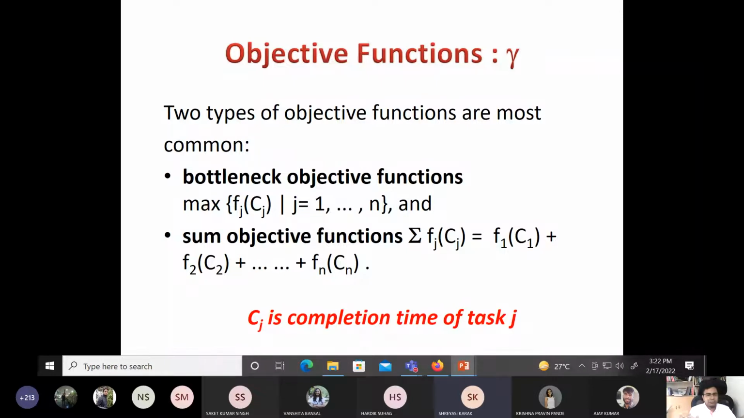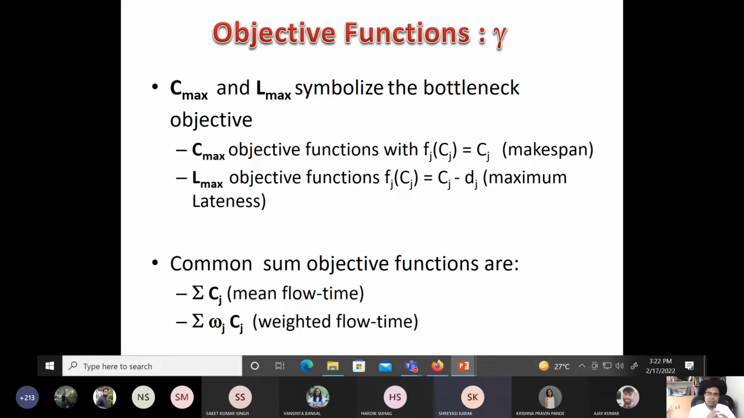So ultimately, any scheduling problem, in general, we specify using the alpha, beta, gamma format. Alpha specifies the machine, beta specifies the job environment, and gamma specifies what we optimize. So the objective function is gamma. Cmax and Lmax symbolize bottleneck objectives. For the Cmax objective, fj(cj) is equal to cj. Whenever you say only Cmax, it is the maximum of all cj.